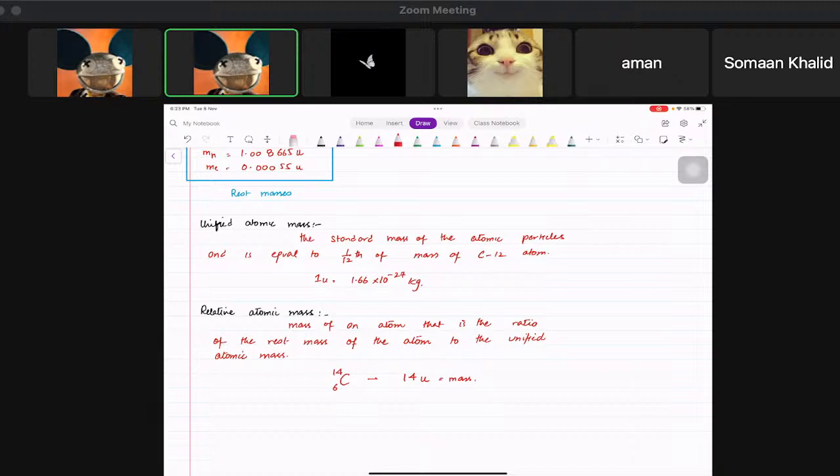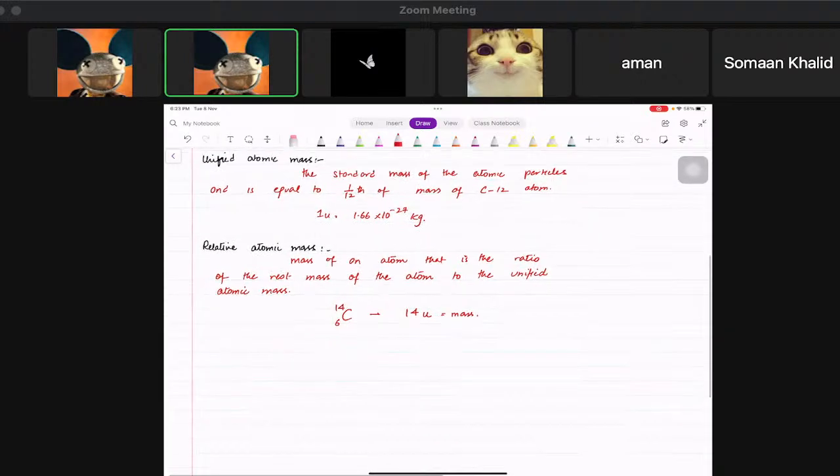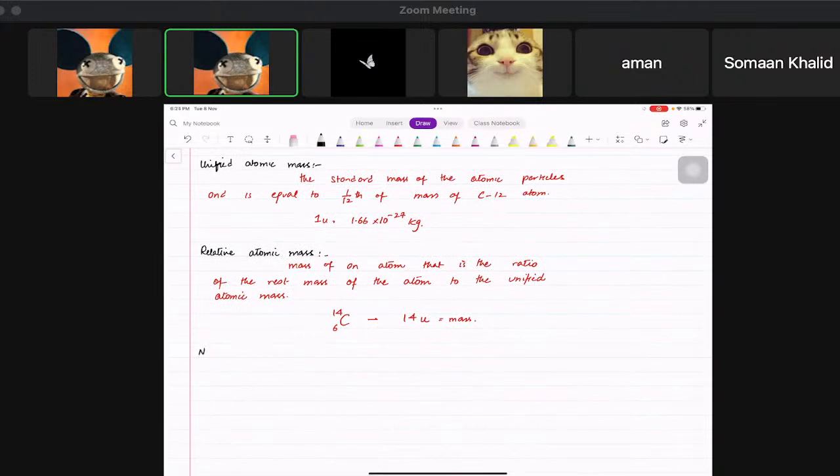The next thing we're going to do is the nuclear binding energy. So, nuclear binding energy has two definitions. Now, you can follow any definition you like, it's up to you. Both are correct.